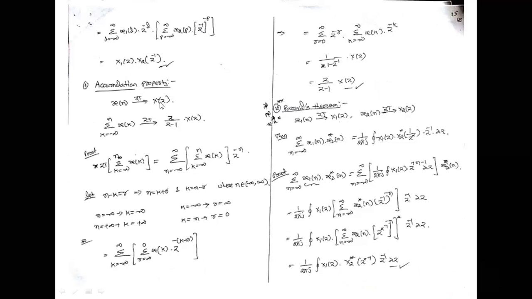See the accumulation property. No need of this property, the accumulation property: the sum of k equal to minus infinity to n, x of k, gives z by z minus 1 into x of z. So forget about this accumulation property. And now a very, very important property we have, the Parseval's theorem. So what is Parseval's theorem? If I am taking the two signals x1 of n and x2 of n, the z transformation of x1 of n is x1 of z, and of x2 of n is x2 of z.